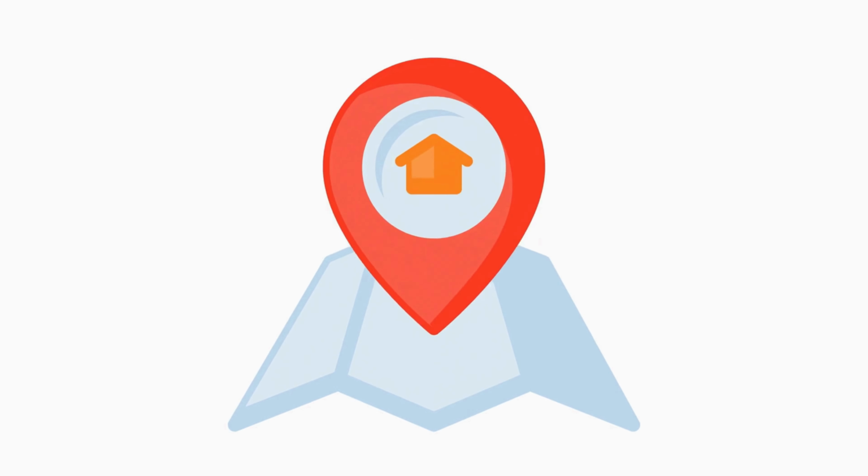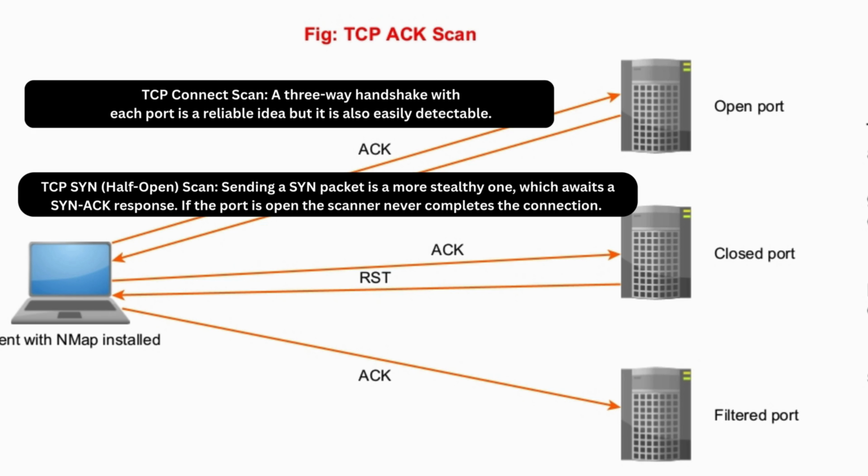Step 2. Port scanning. Once the list of active hosts or devices is ready, the scanner probes every device to check for any open ports. Returning an open port suggests a running service like a web server or an email server. For this process, different techniques are used. TCP connect scan: a three-way handshake with each port is a reliable idea, but it is also easily detectable. TCP SYN half-open scan: sending a SYN packet is a more stealthy one, which awaits a SYN-ACK response. If the port is open, the scanner never completes the connection.